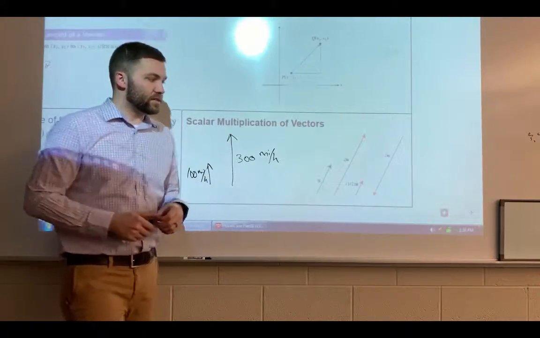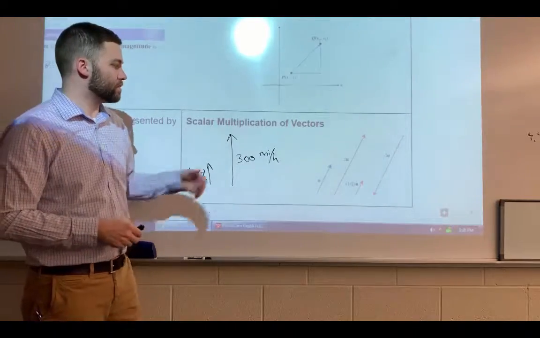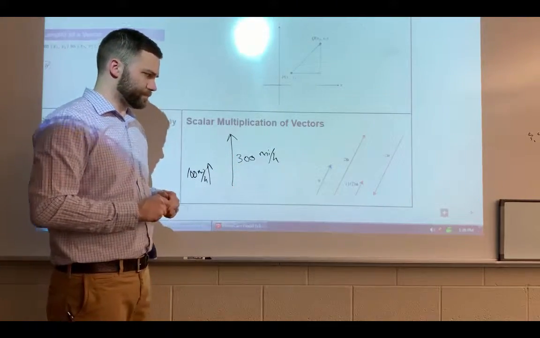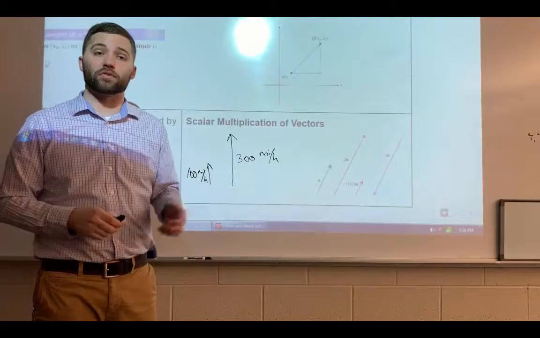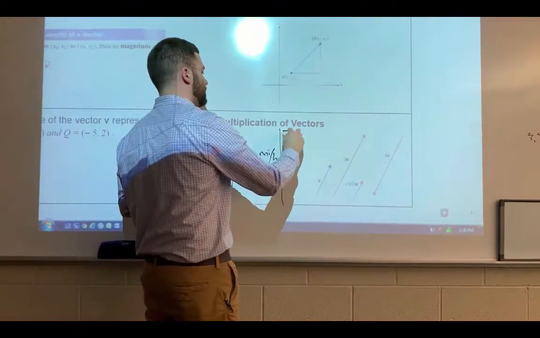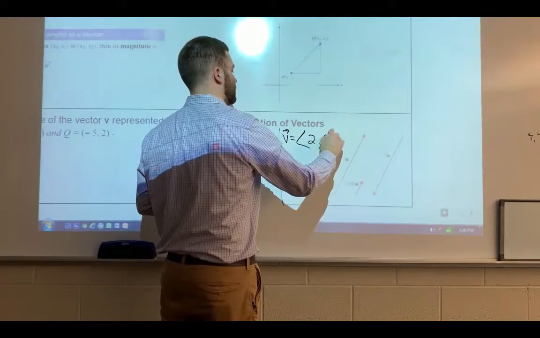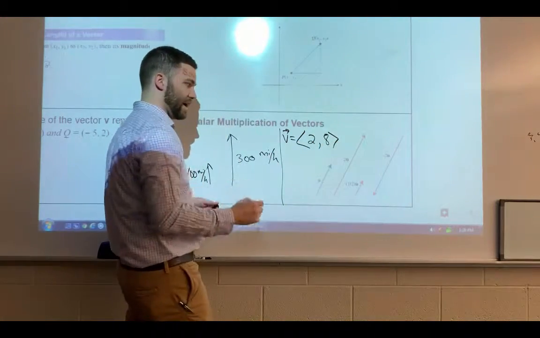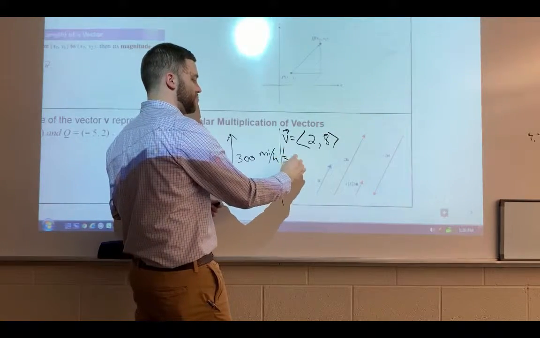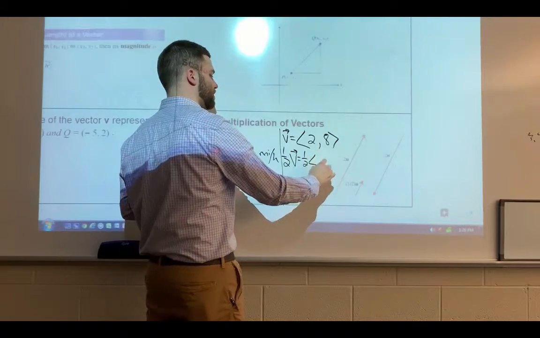When we want to scale down a vector that's not so simple, all we have to do is multiply the components of the vector by whatever we're scaling it by. So for instance, if vector v is given by (2, 8), and I wanted to scale that down by 1/2, I would just take 1/2 of v, and that would be 1/2 of the components.